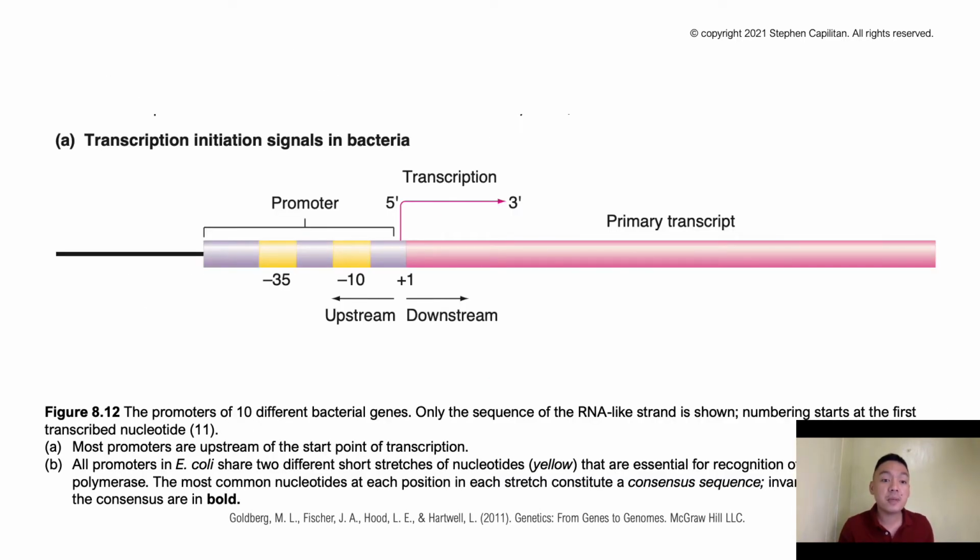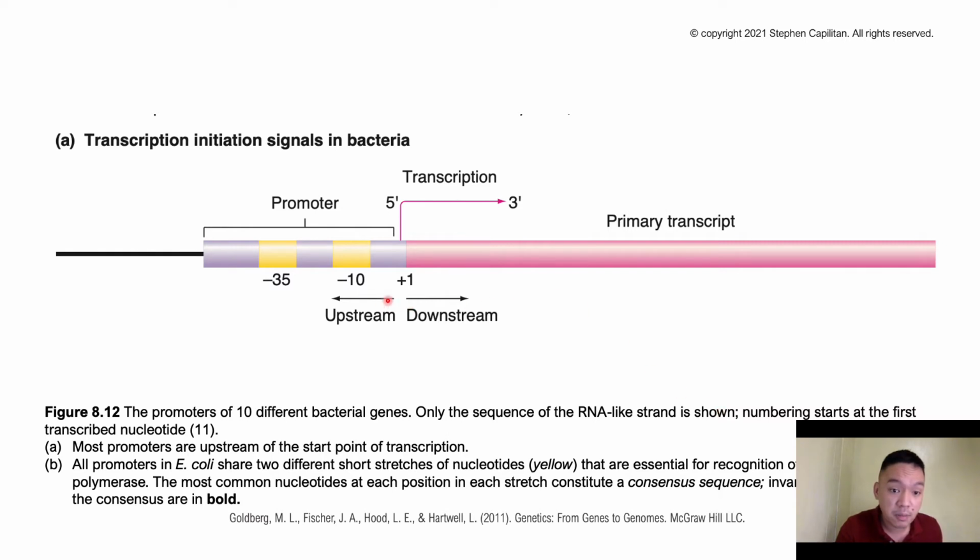So these are transcription initiation signals in bacteria. In this figure, you will be seeing promoters of 10 different bacterial genes. Only the sequence of the RNA strand is being shown, and numbering starts at the first transcribed nucleotide, +1. Okay? Most promoters are upstream of the start point of transcription.